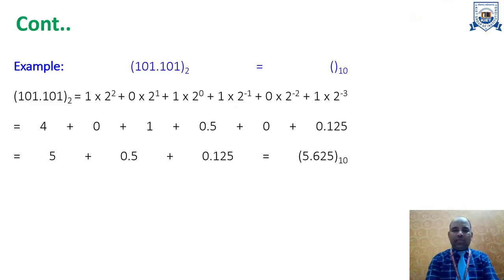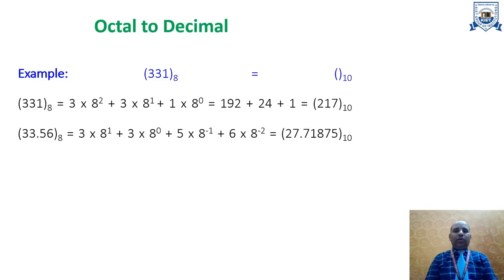Now move on to the next slide, which shows how we can convert a given number from the octal to the decimal number system. Again we will try to understand this conversion with the help of an example. Let us say 331 on base 8 is the given number, and we are required to convert it into the decimal number system.